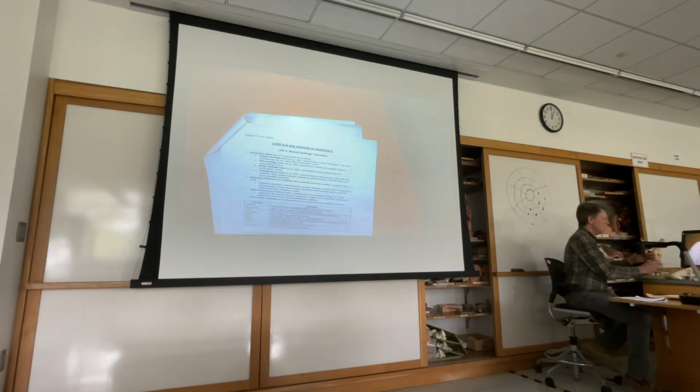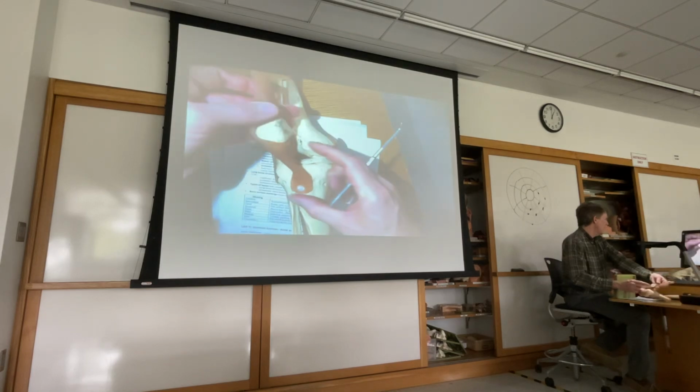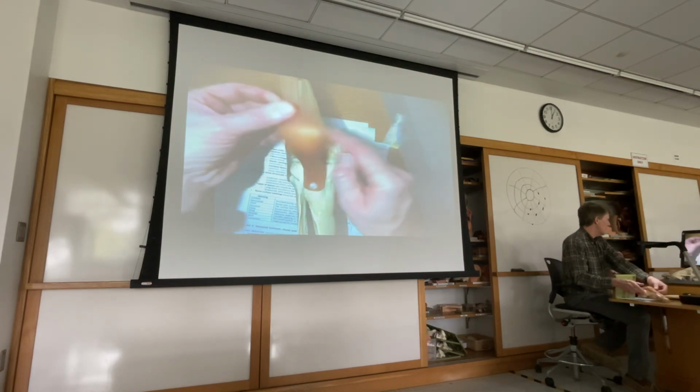And then the sesamoid bone would be the patella, and you sort of have to pull the tendon back so you can see the patella.